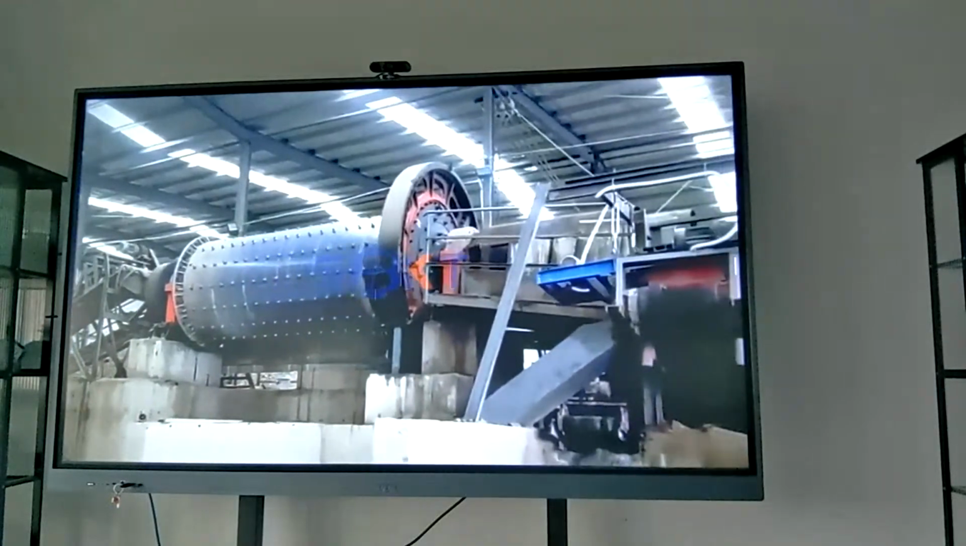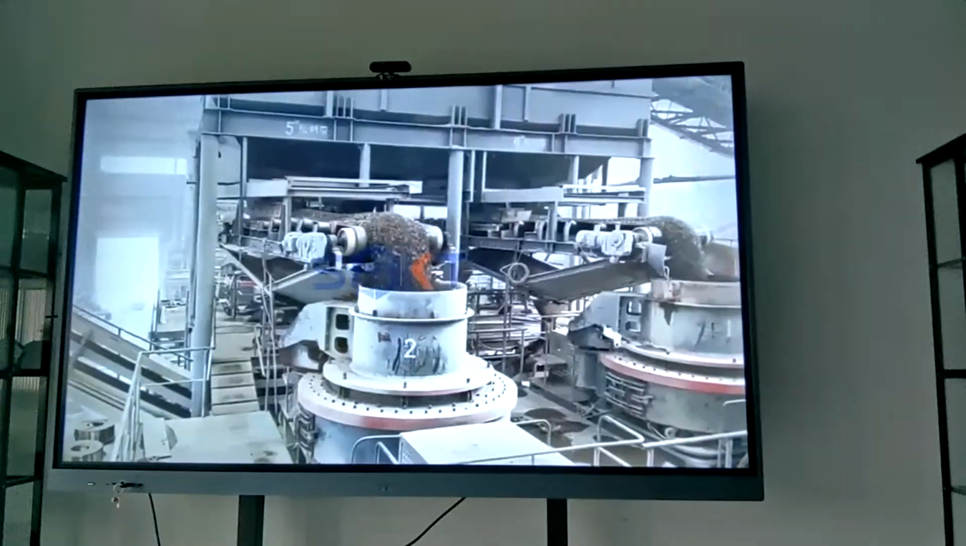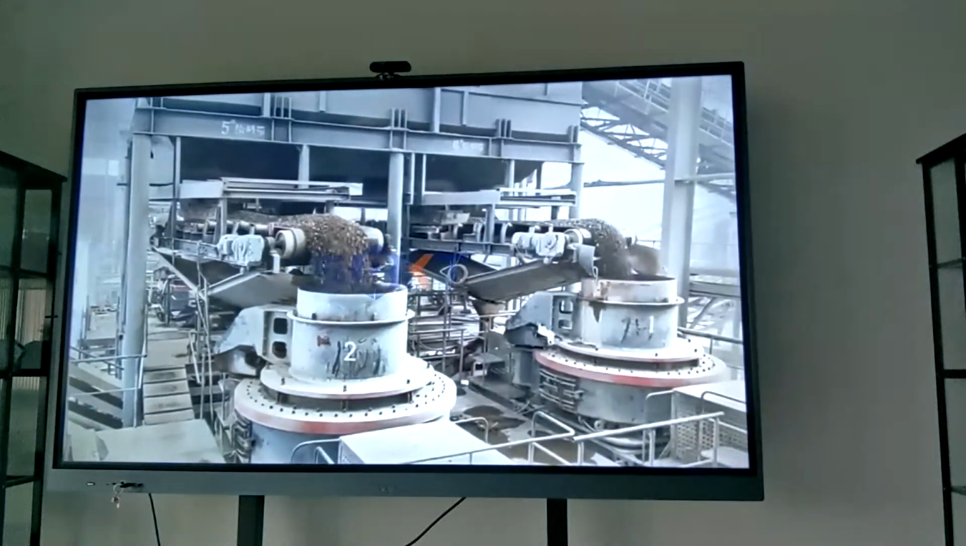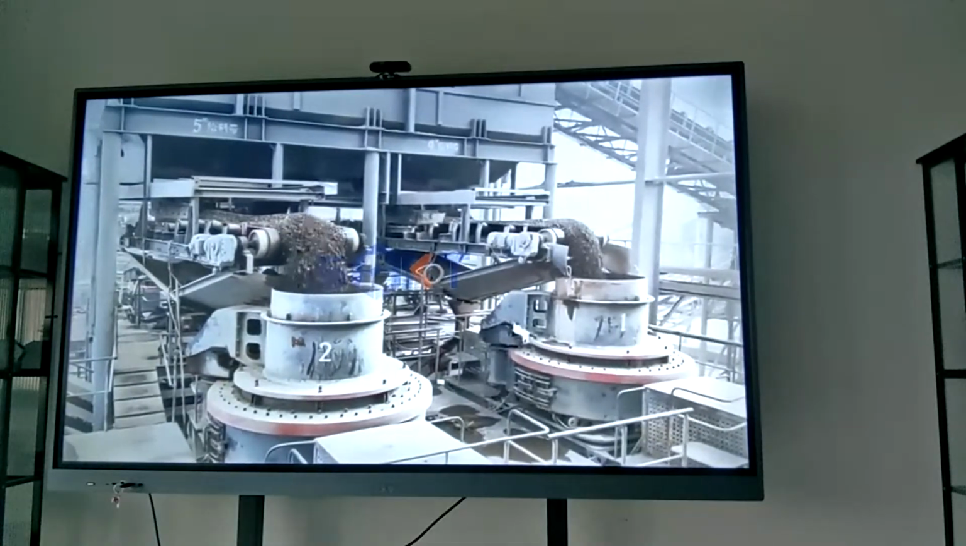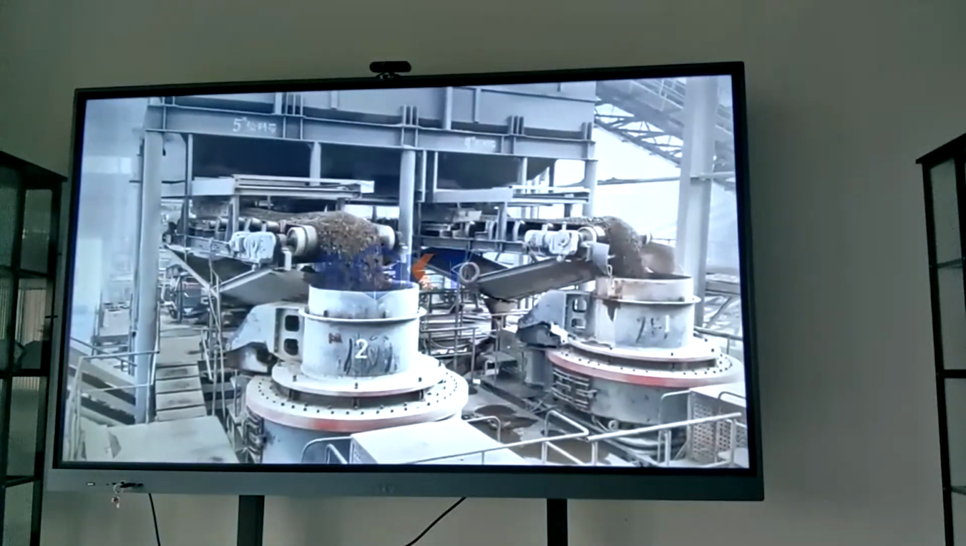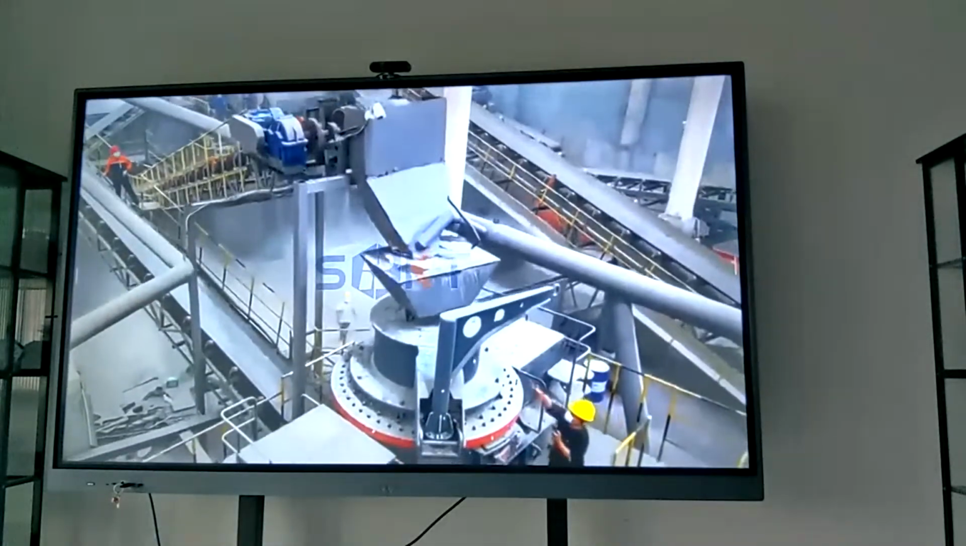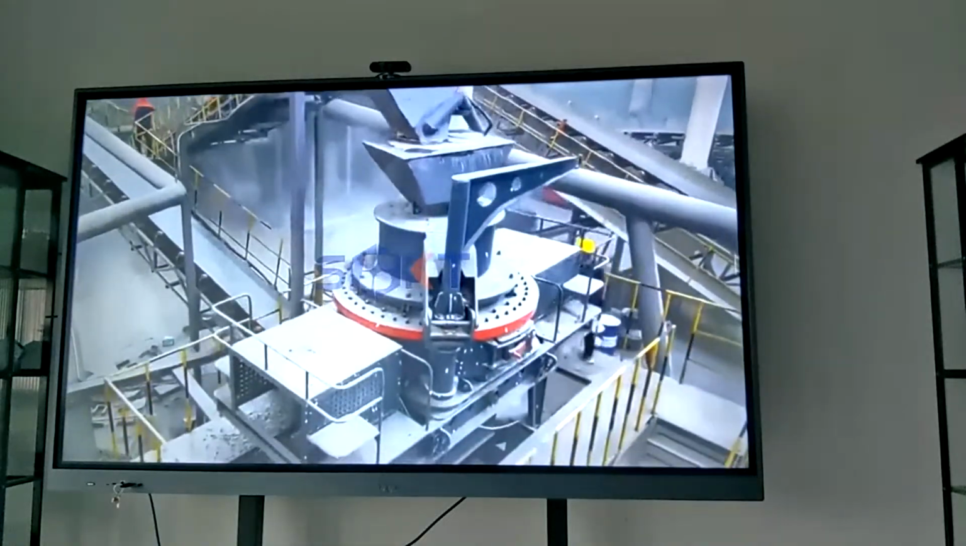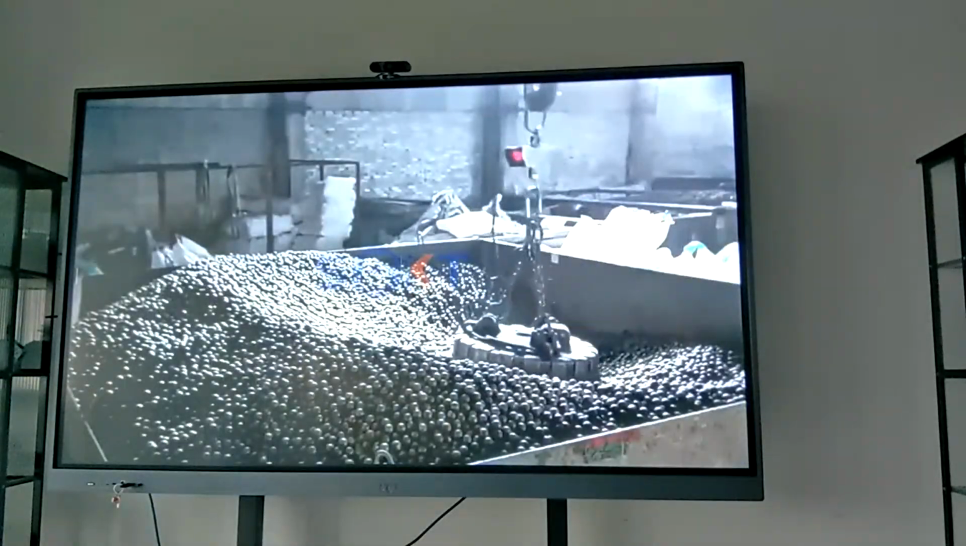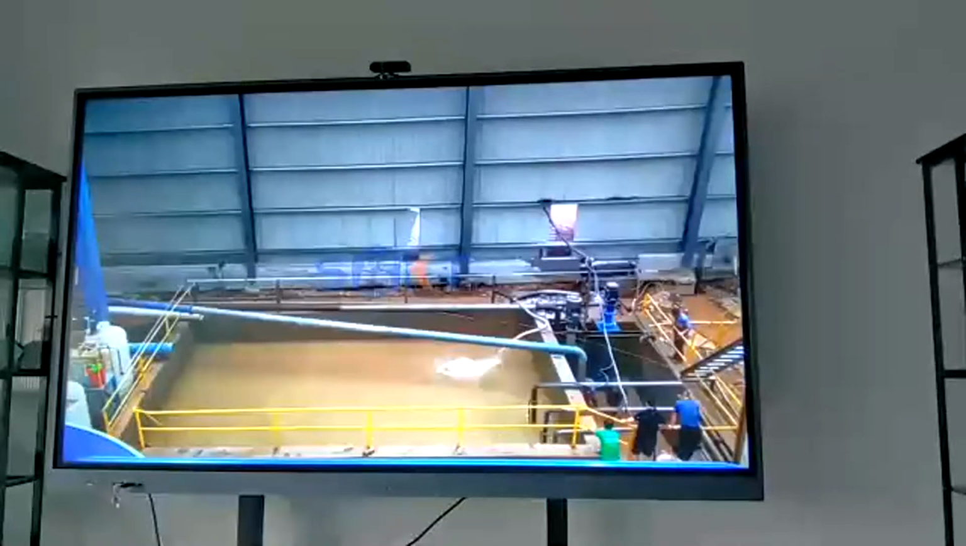Sixth part is auxiliary equipment. One is the conveyor belt for ore transport. Second is the feeder, such as the vibrating feeder, to ensure uniform feeding.